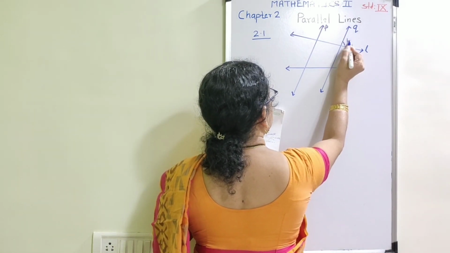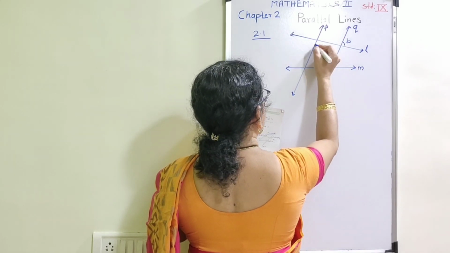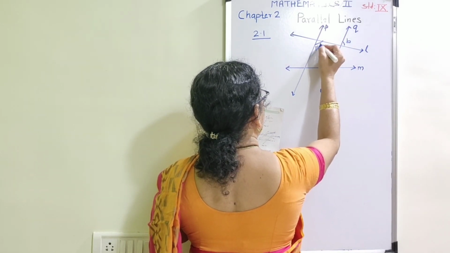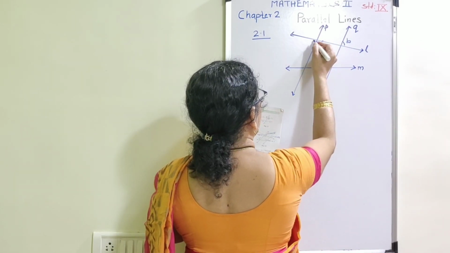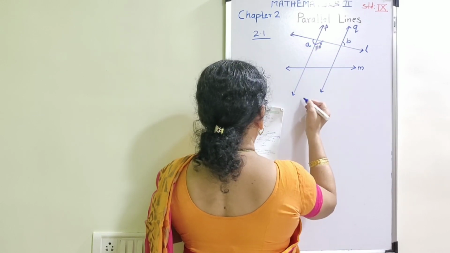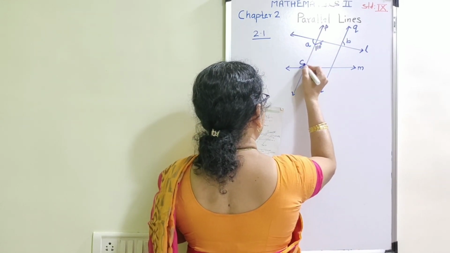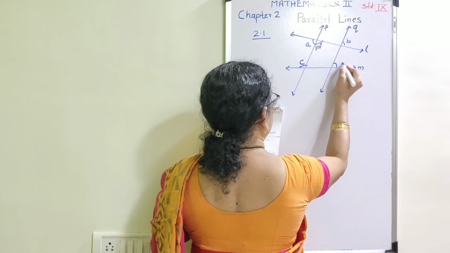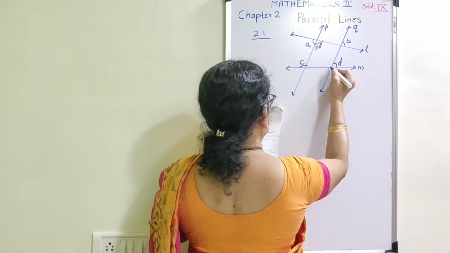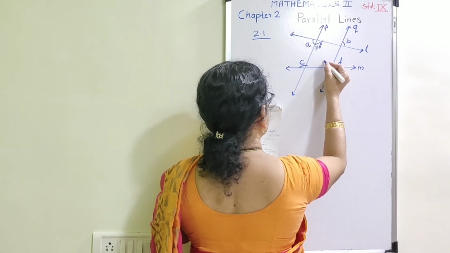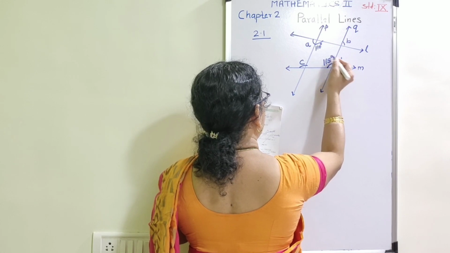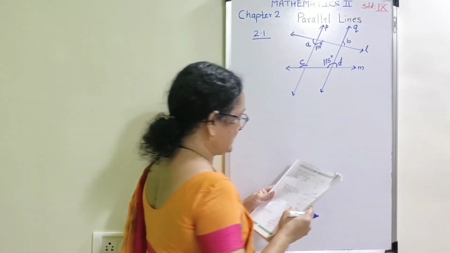Here this angle is said to be angle B. This angle is given as 110 degrees. This angle is A. This one is angle C. This one is angle D, and the measure of this angle is 115 degrees. Now read the given example.